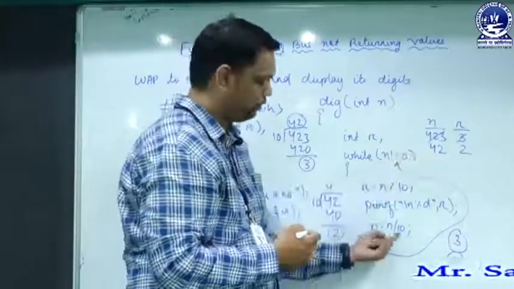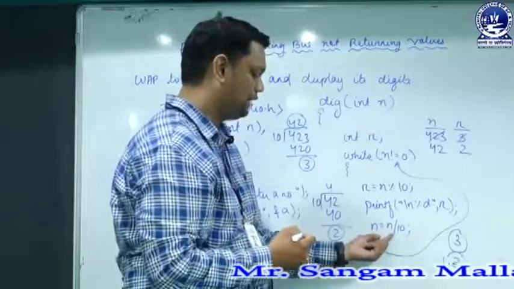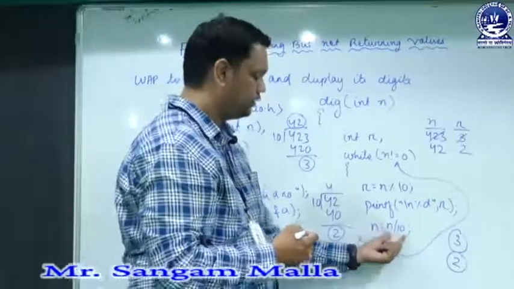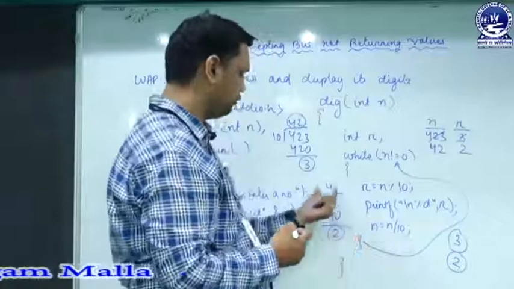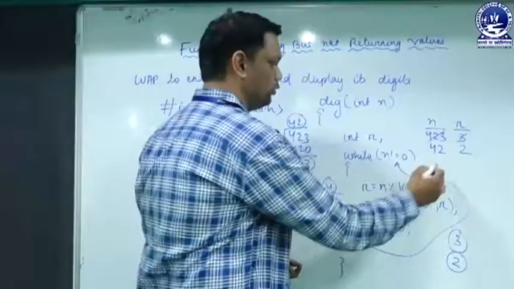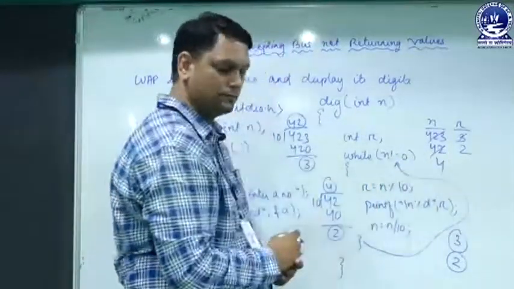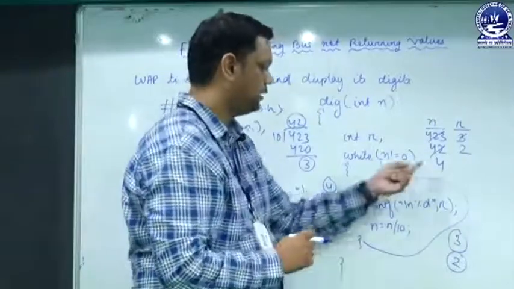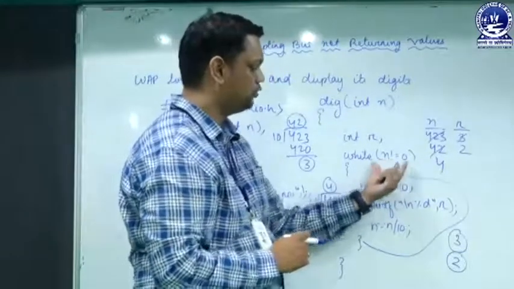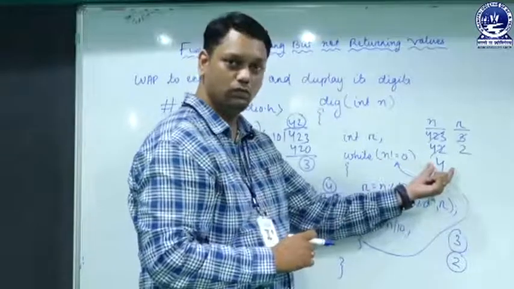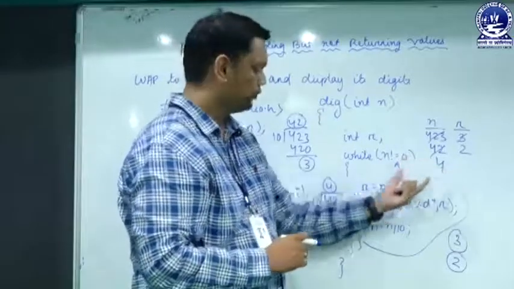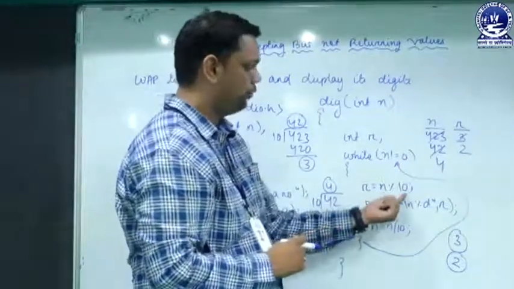42. So 42 will be divided by 10, but here as we are using the division symbol, it will return the quotient. So what is the quotient over here? That is 4. So 4 will be stored in n. So when it will come to this one, it will be redirected to this condition. Again it will check n is not equal to 0. 4 is not equal to 0. Yes true. So it will enter the block, n modulo 10.